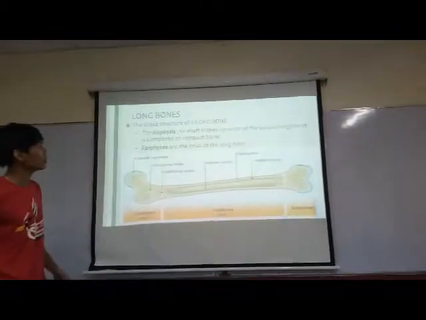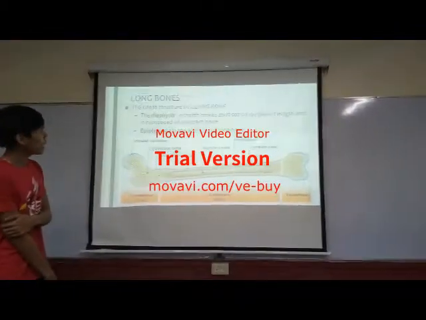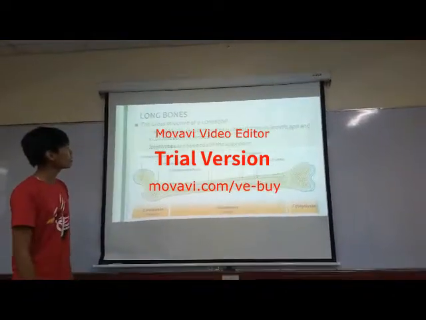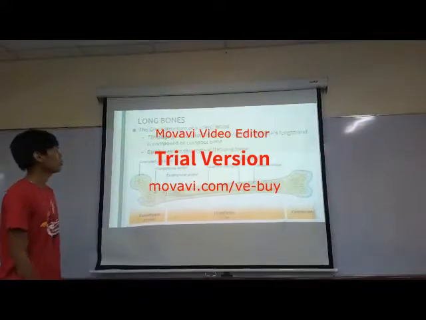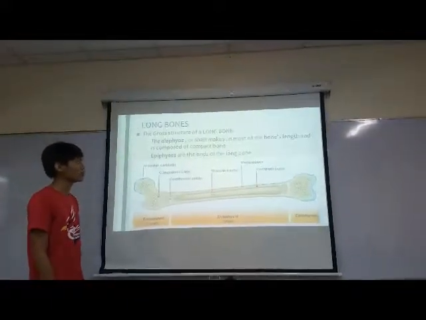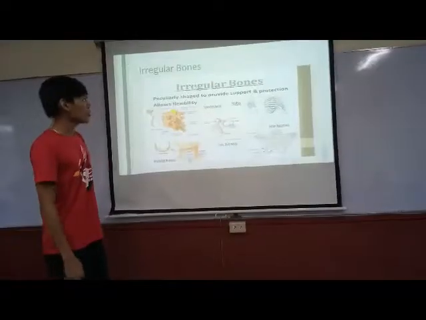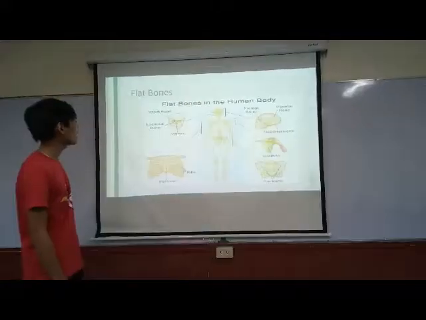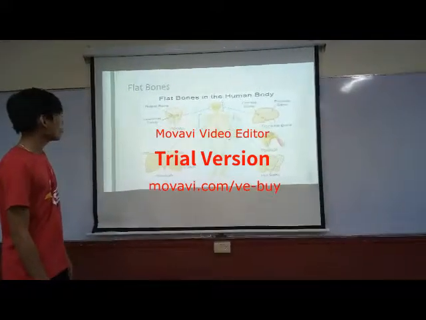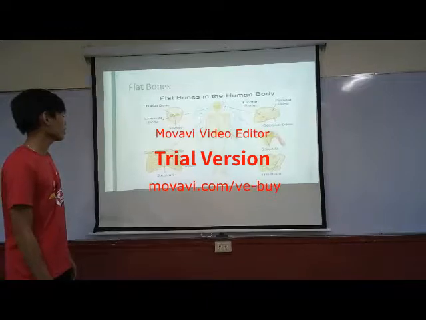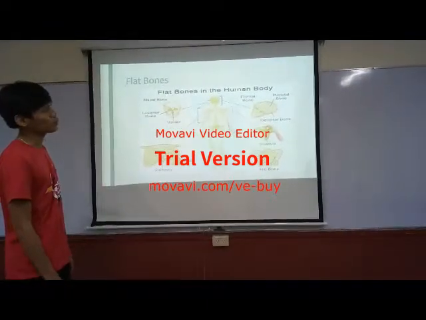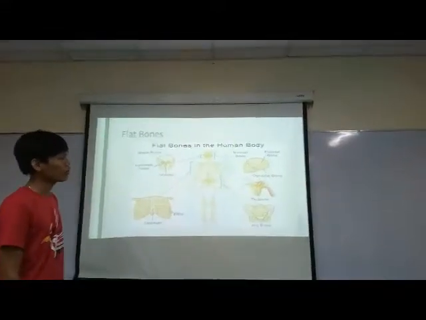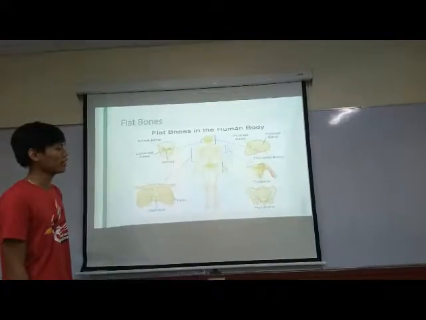Long bones. In the gross structure of long bones, the diaphysis, or shaft, makes up most of the bone's length and is composed of compact bone. Epiphyses are the ends of the long bone. Short bones are similar in this respect. Irregular bones are peculiarly shaped to provide support and protection, and allow flexibility. Examples: nasal bone, lacrimal bone, vomer, sternum, ribs, frontal bone, facial bone, occipital bone, scapula, and hip bone.